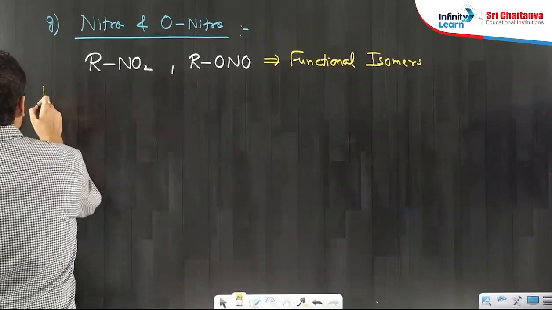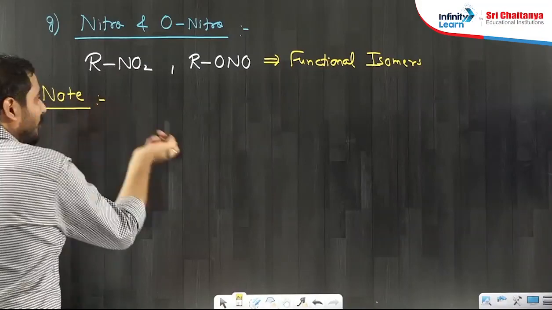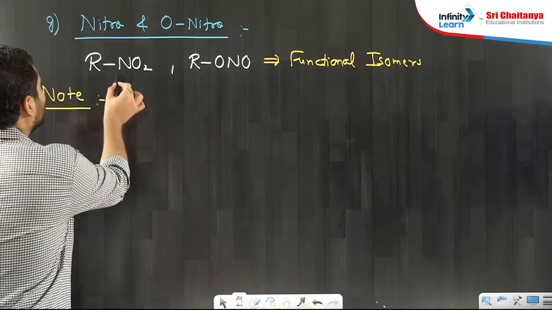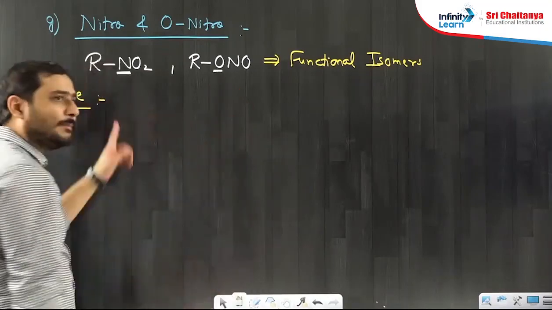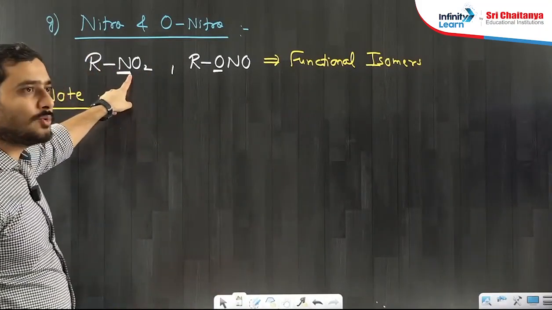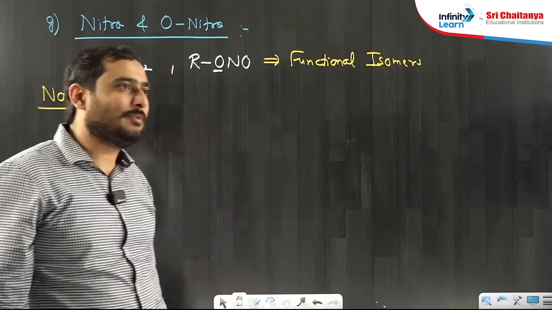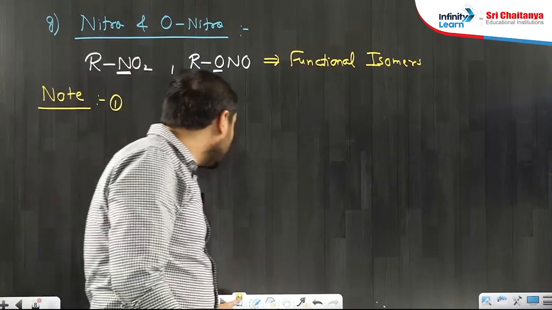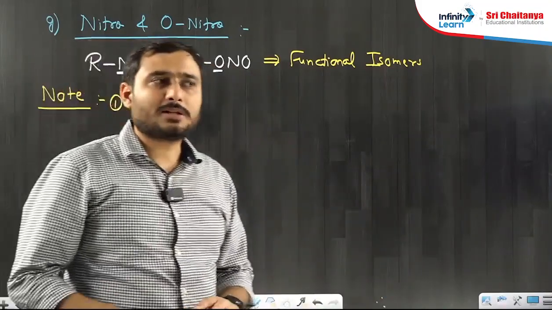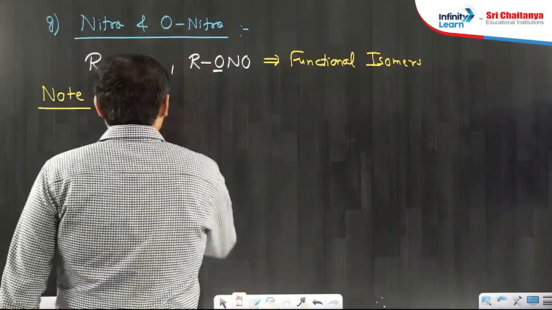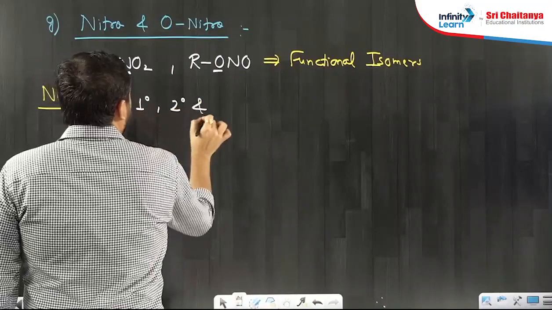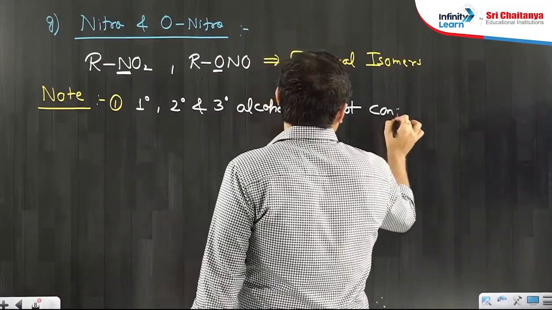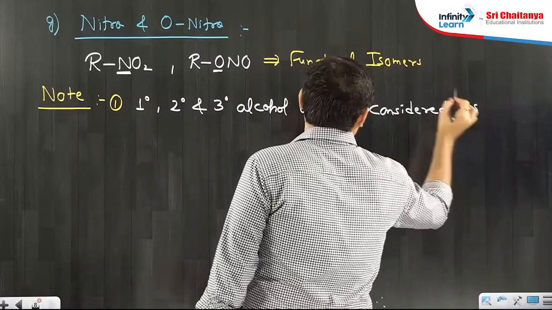Now there are some note points in this. What is the difference between the representation of nitro and O-nitro? Here it is bonded with nitrogen, here it is bonded with oxygen. The alkyl group is bonded with nitrogen in one and with oxygen in the other, so different types of bonds are present. Now the degree of alcohol is also defined: primary alcohol, secondary alcohol, tertiary alcohol, but they are not considered functional isomers because their chemical properties are similar. So the first point we have to remember is that primary, secondary and tertiary alcohols are not considered as functional isomers.